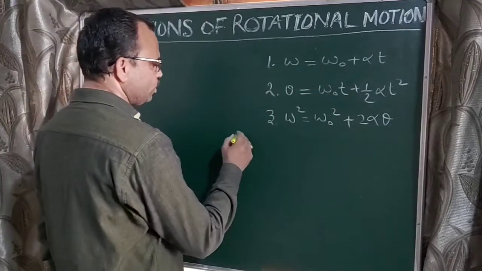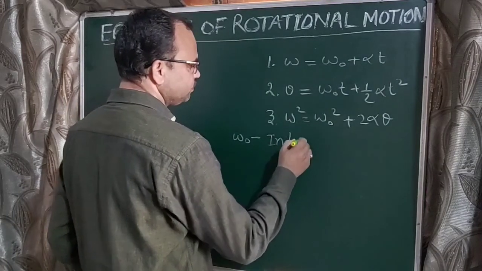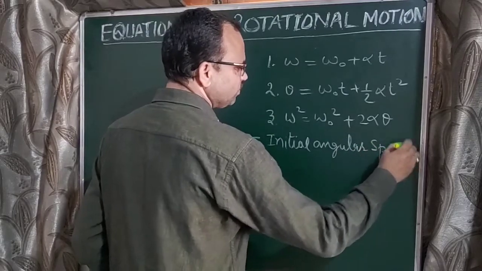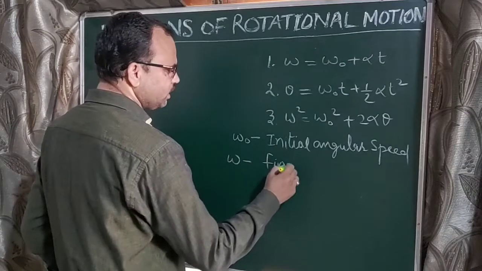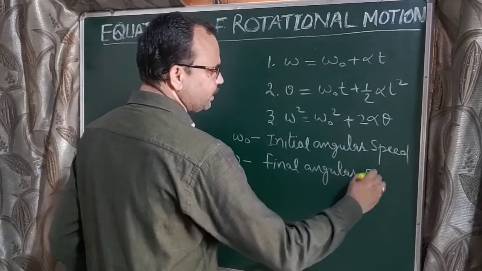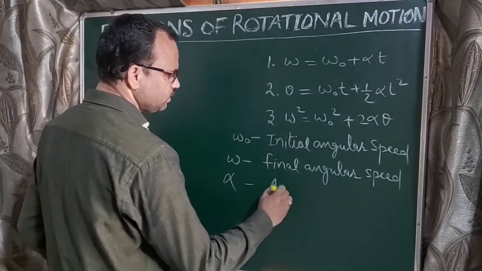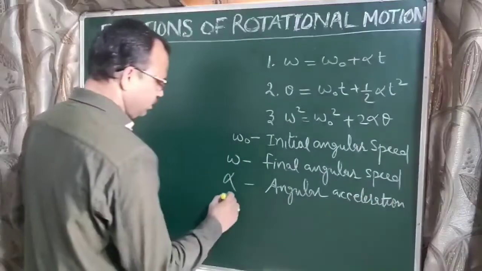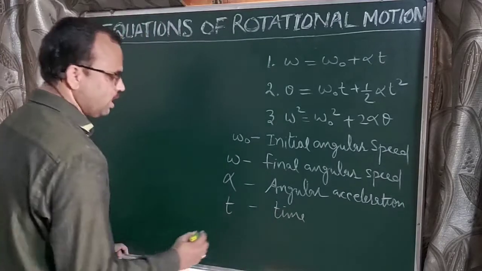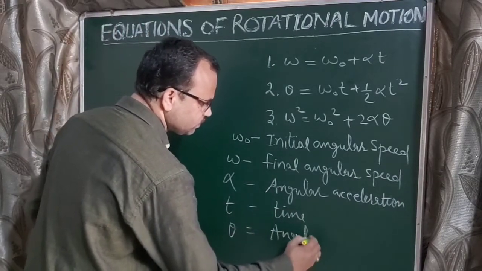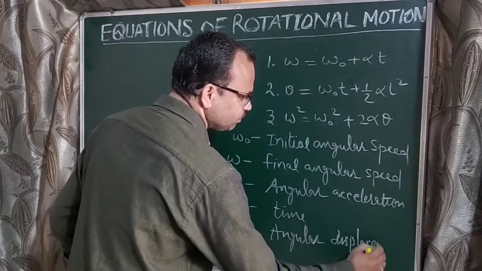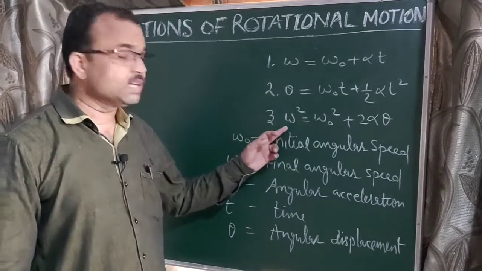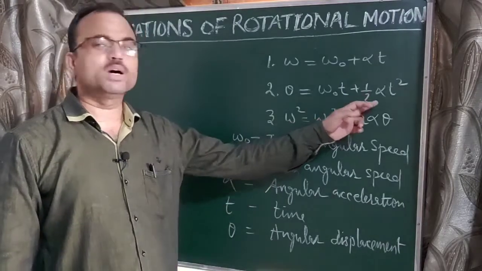Here omega naught is the initial angular speed, omega is the final angular speed, alpha is angular acceleration, t is time, and theta is angular displacement. So theta is angular displacement, omega final angular speed, omega naught initial angular speed, alpha angular acceleration.